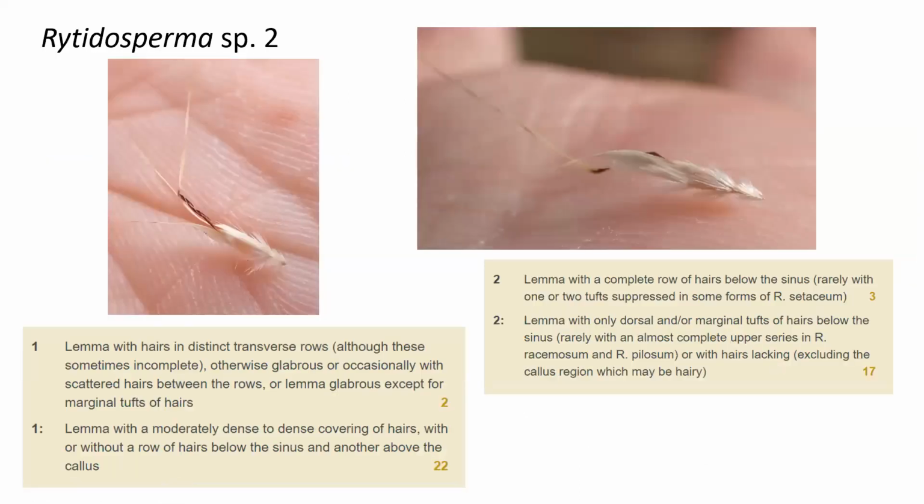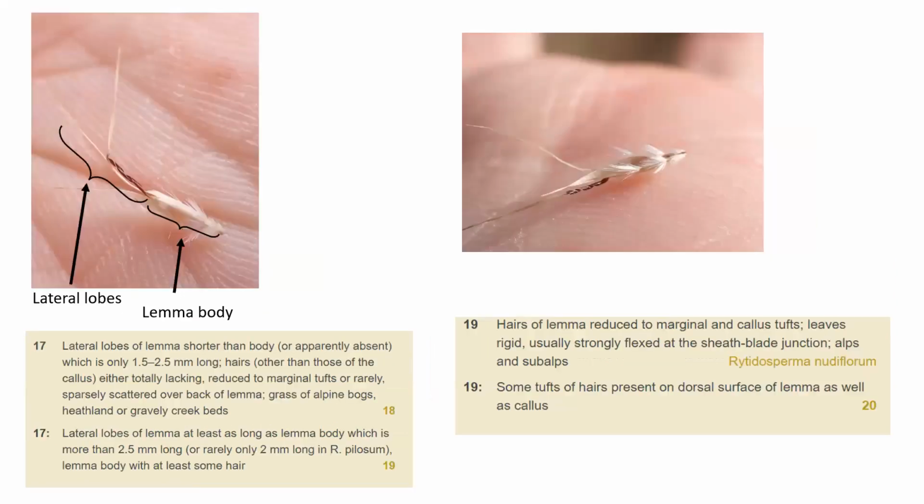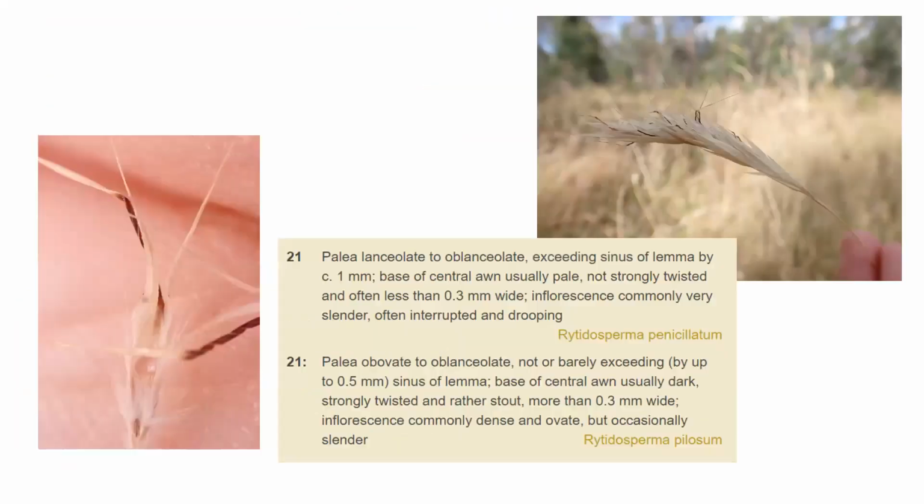I might actually just skip over this one because this species is very similar to Rytidosperma racemosum, and it follows almost the same steps. It just goes one more. We can come back to it if people are interested.